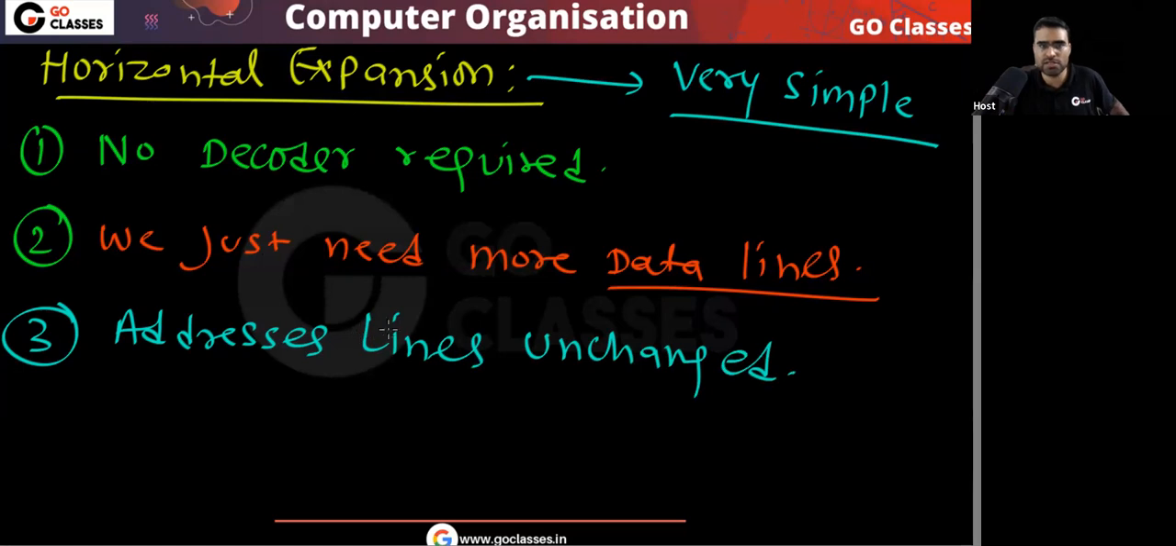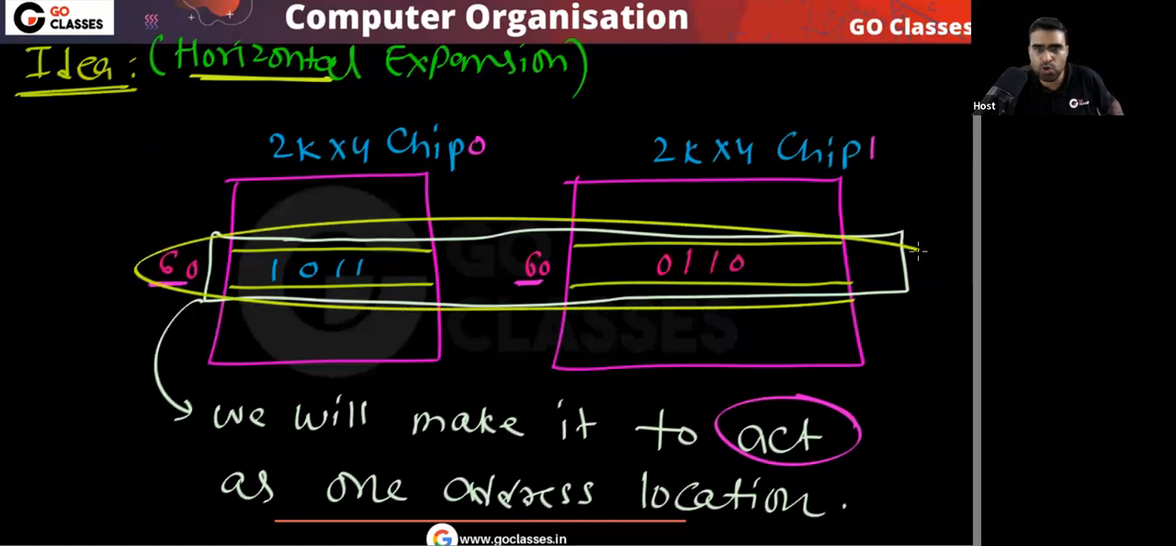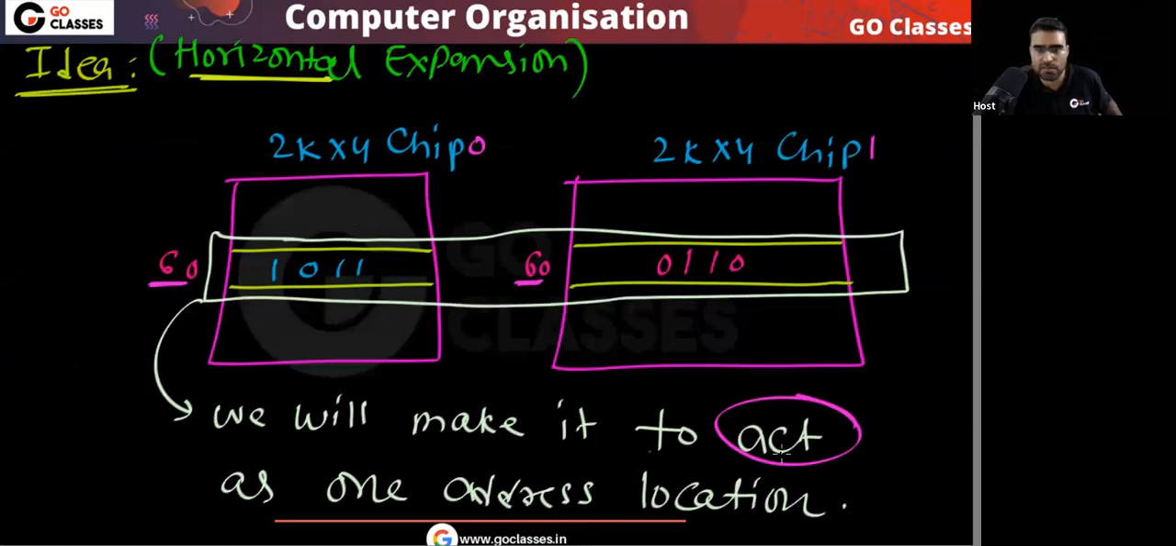Okay, so these are the things. This is the complete summary of horizontal expansion. In horizontal expansion, basically, these two locations will act as one location. They will act as one address location. And how will they act as one address location?